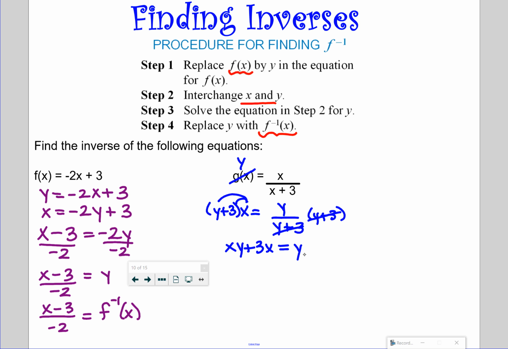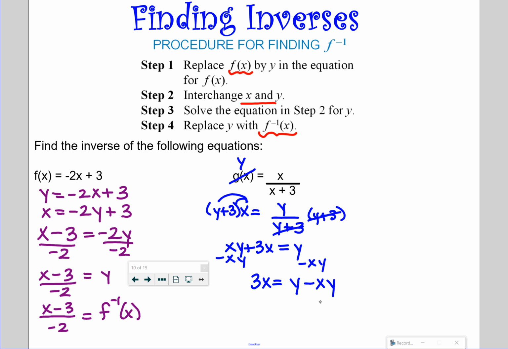Again, I'm trying to get the y's together, so I'm going to take this xy term and subtract it on each side. So that leaves me with 3x equals y minus xy. Y and xy are not like terms, they have different variables in them, so that's all I can do. And now I'm better, okay?